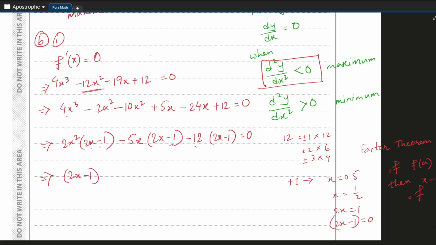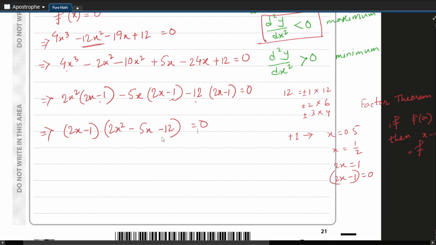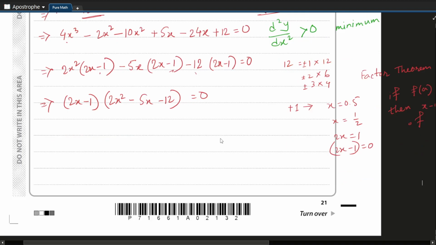If we take 2x minus 1 common from everything, then we end up with 2x squared minus 5x minus 12. So 2 times 12 is 24. So we have to use middle term factorization here. So 2x minus 1, we just have to split this middle term into two different terms. So we just keep these two parts.